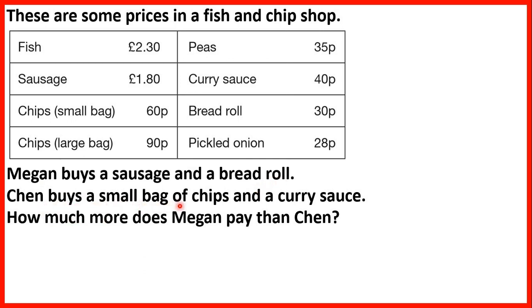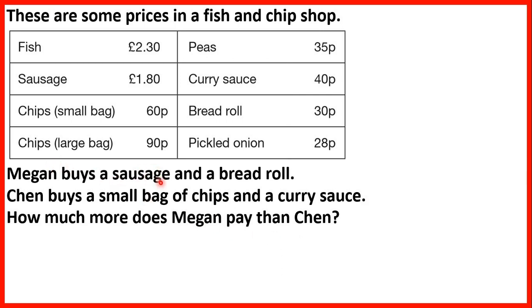Now, Megan buys a sausage and a bread roll. Chen buys a small bag of chips and a curry sauce. How much more does Megan pay than Chen? So to answer this question, we need to work out how much Megan pays, then work out how much Chen pays, and then find the difference. So remember, we find the difference by subtracting.